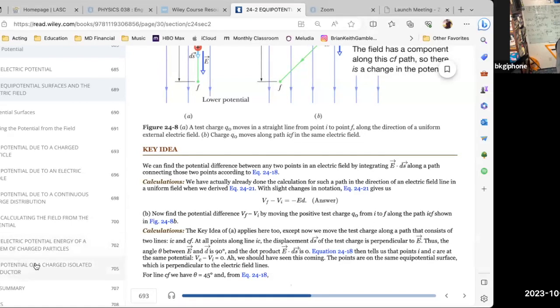And then, of course, I do finish up with looking at, I told you I would. Last chapter, we talked about the field in terms of a conductor. Here, we're going to talk about the potential associated with an isolated conductor.